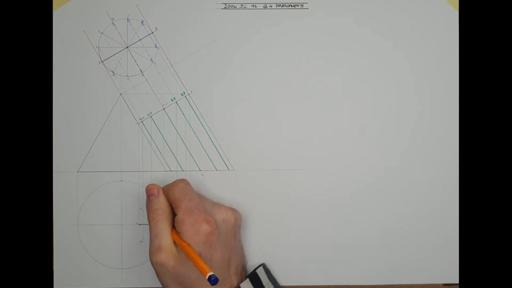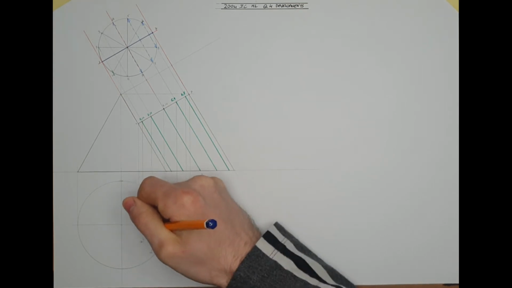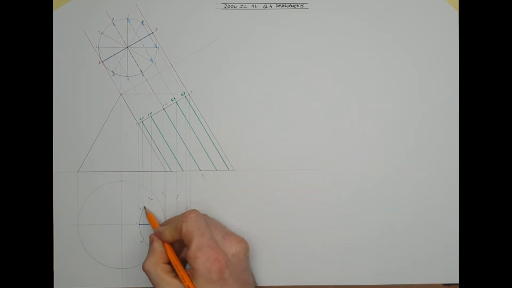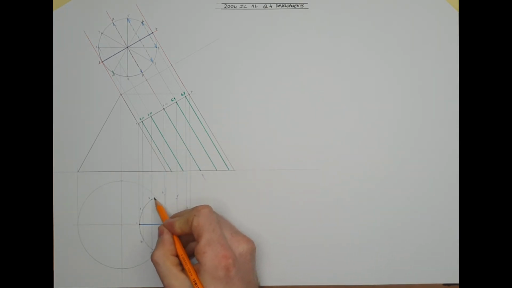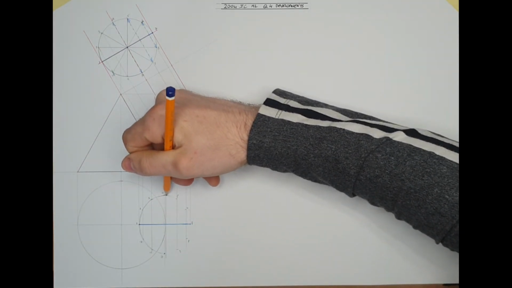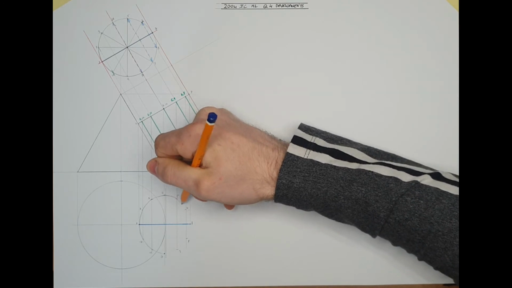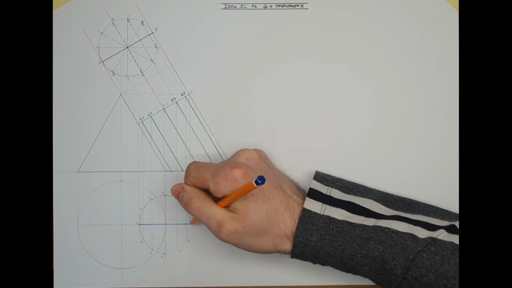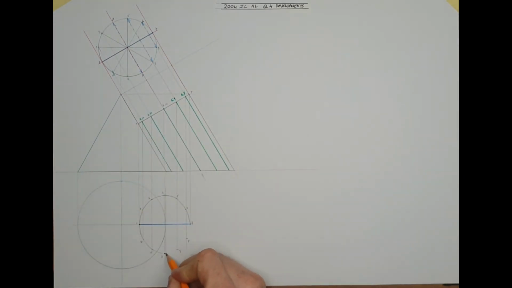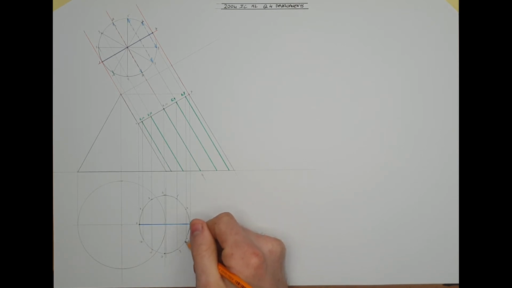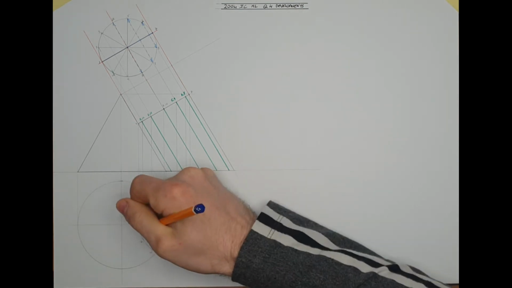And we go ahead and join the dots. So that auxiliary view above that shows our circle will give us all the widths we need to establish this freehand curve in plan.